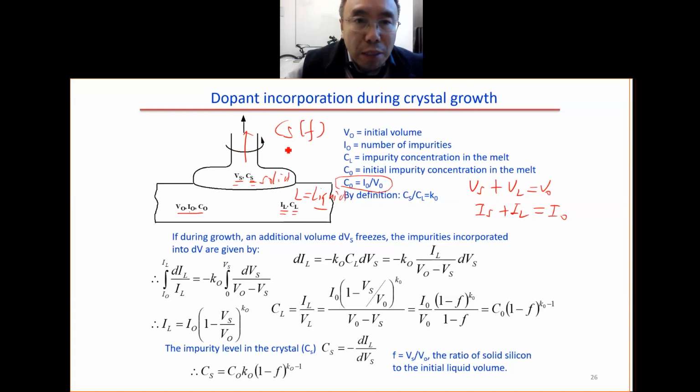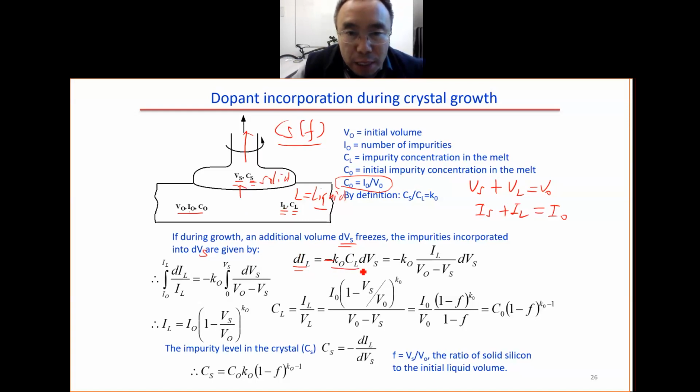In order to find this formula, we do the differential equation. During the growth, an additional volume of dVs freezes. The impurities incorporated into this volume are given by dIL. How many impurities get into this solid is given by dIL. Minus, so we have a minus sign because this is lost. The IL becomes smaller and smaller, so we have minus.